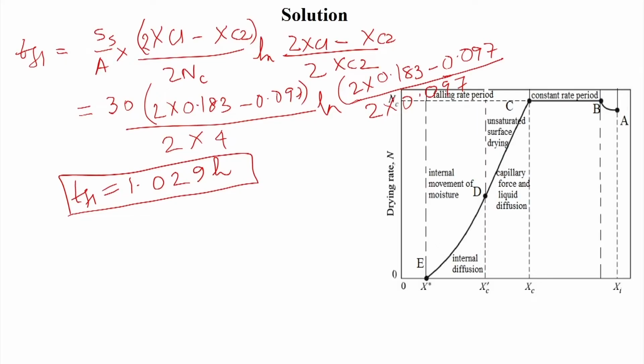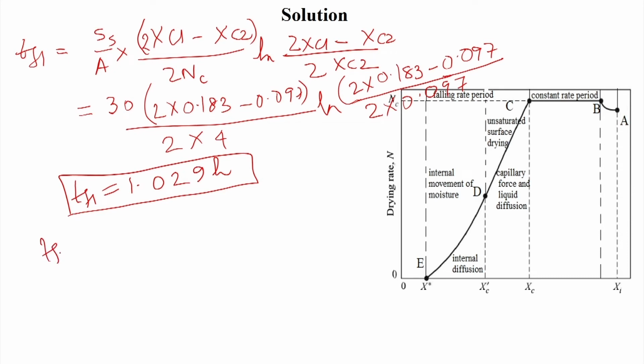Now, we need to calculate the second falling rate period time. For that we need to get the expression as well, but in this case the initial condition will be the final condition of the first falling rate period. So, it will start from xc1 to xc2. That is why Tf2 will be Ss by A into integration xf to xc2, dx by N.